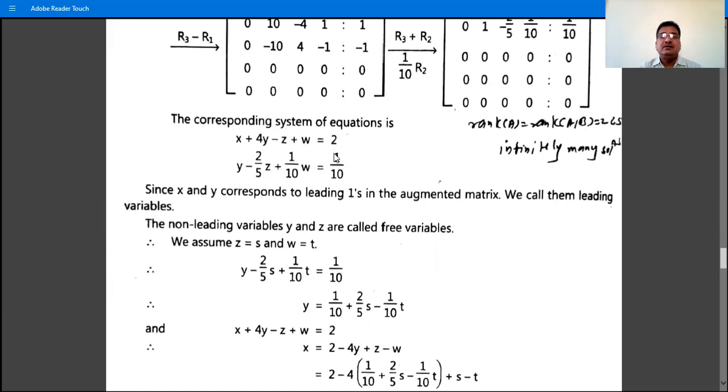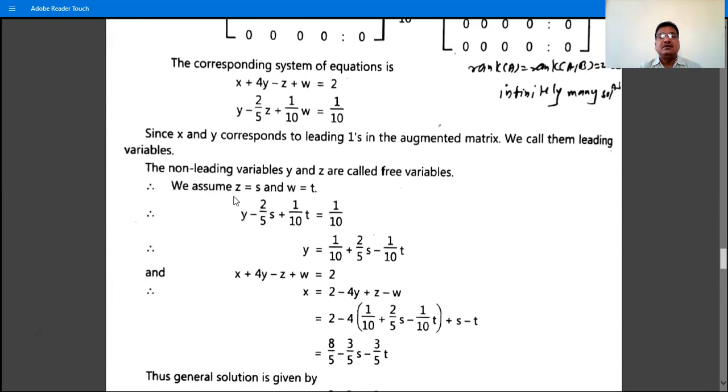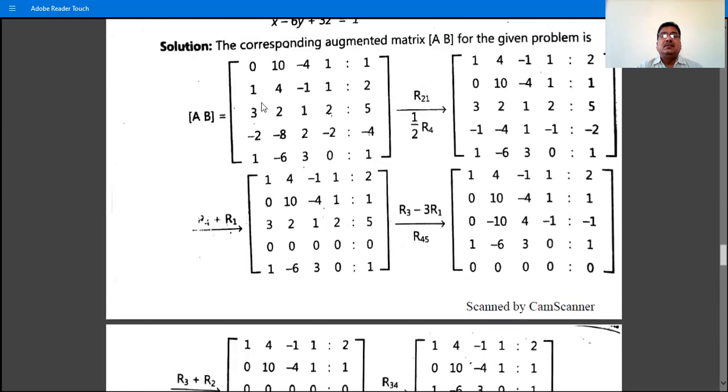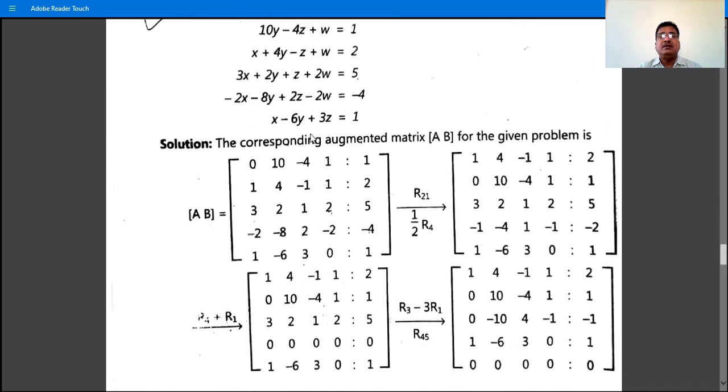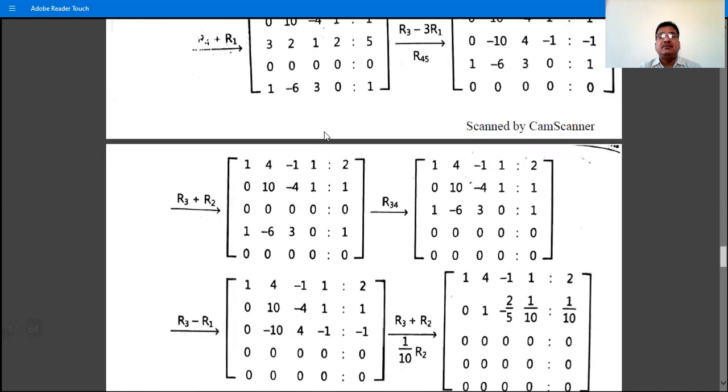So assign 3 unknowns. We have 2 equations and 5 unknowns, so 5 minus 2, that is, we assign three unknowns. So we assume Z, W, and X, Y, Z, W. So there are four unknowns only. X, Y, Z, W, not five unknowns.